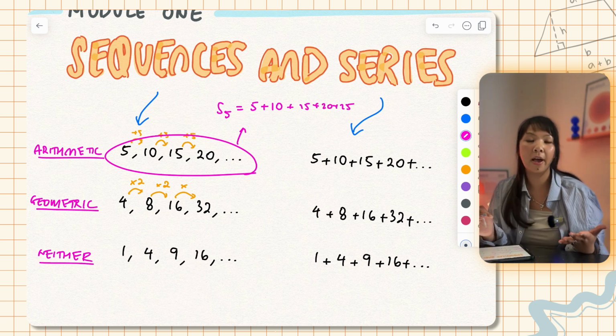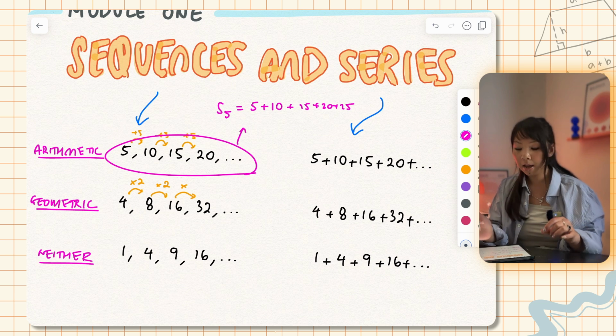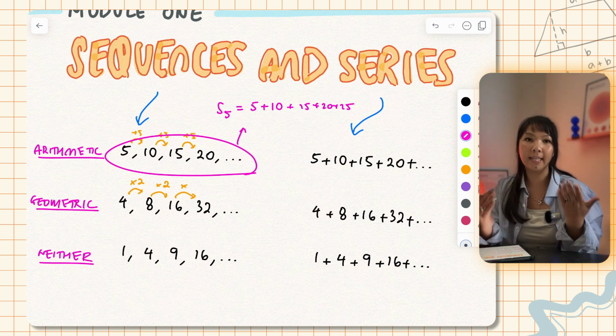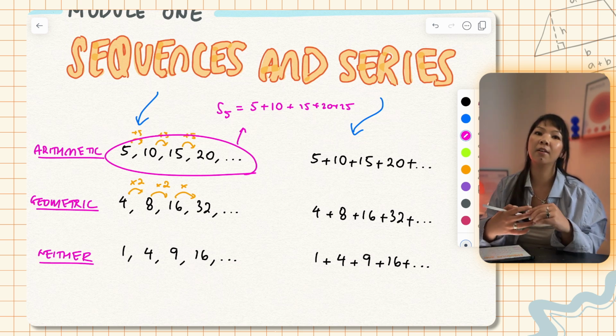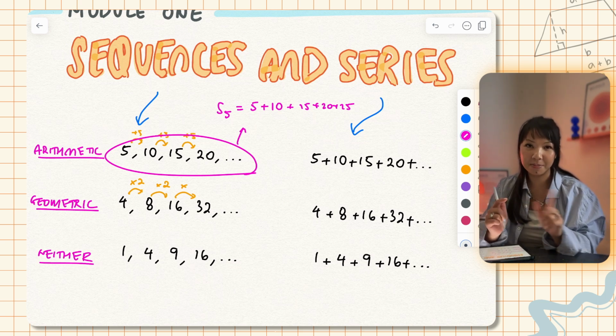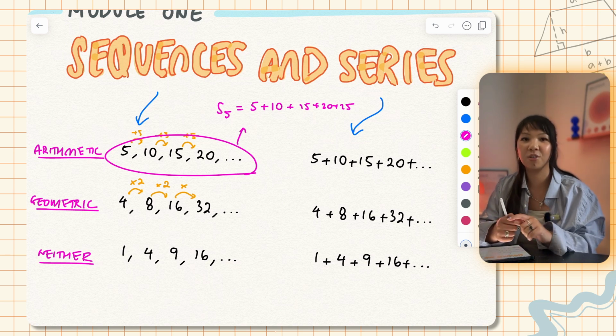And then you can pop it in your calculator for small values like this. But later on, we're going to be looking at a formula that can help us quickly calculate it, because we might have, let's say, 50 terms, or we might have 1,000,000 terms. So we don't want to have to be continuously adding it every single time.